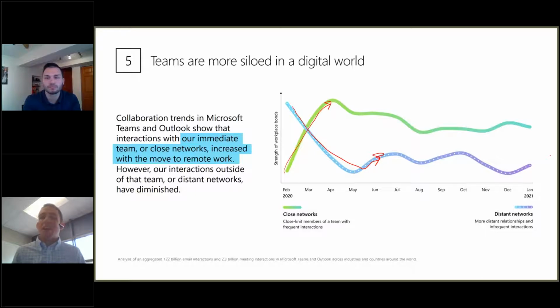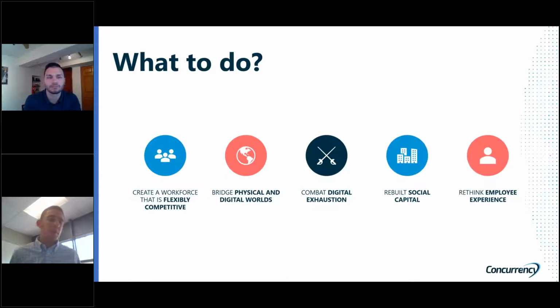It also represents how the move to hybrid work is going to be a challenge, and how tooling enables us to have insight into that challenge. So what are we going to do about it? Well, this is the what that's tied to that why. The why is there's a value in a hybrid workplace. In order to address that why, we need to create a workforce that is flexibly competitive. It's competitive because it's flexible. It's a workforce that brings both of those natures together.